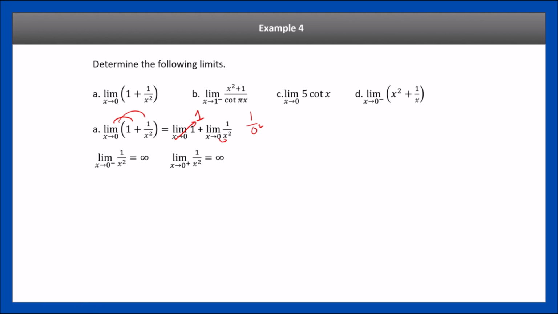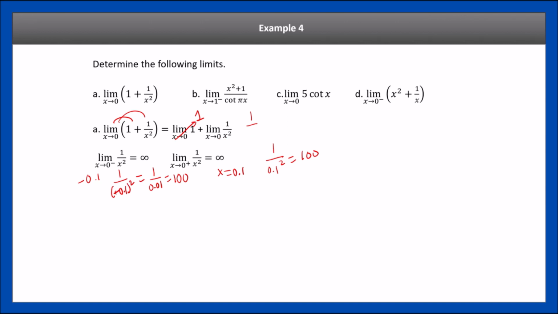If I approach it from the left, if I plug in, for example, negative 0.1, that would work because that's pretty close to 0. So 1 over negative 0.1 squared is 1 over 0.01, which is 100. And so it's positive infinity. Now, if I approach from the right side and I plug in, for example, x is 0.1, I get the same thing. 1 over 0.1 squared is 100, and therefore it approaches positive infinity. So on either side, it's infinity.